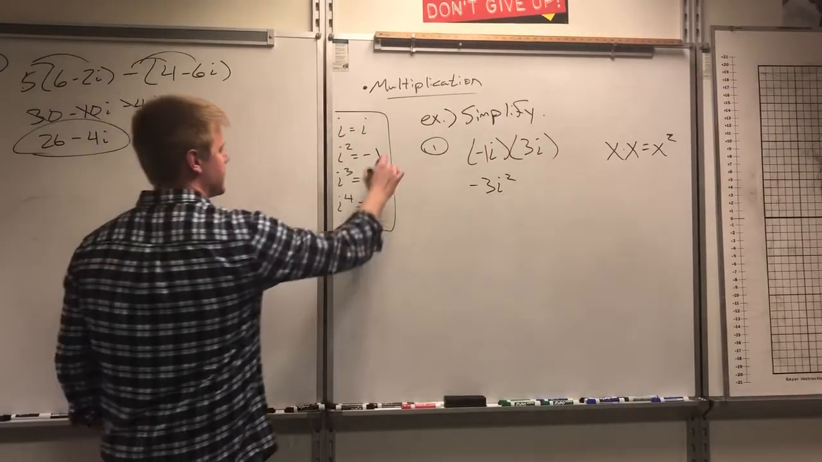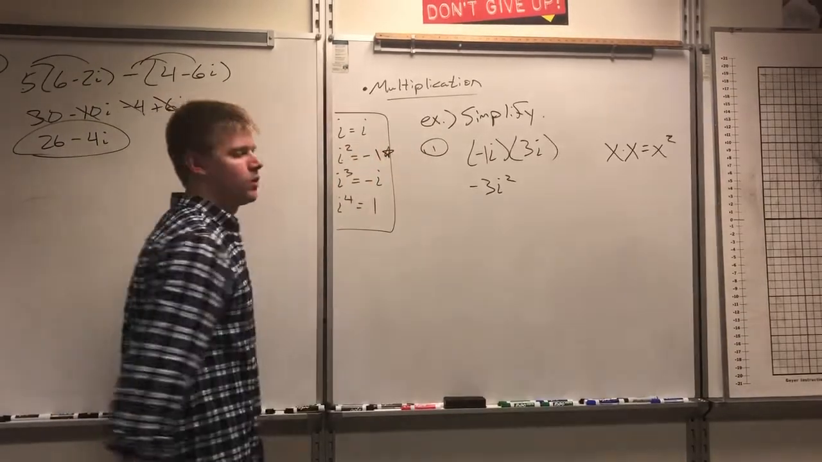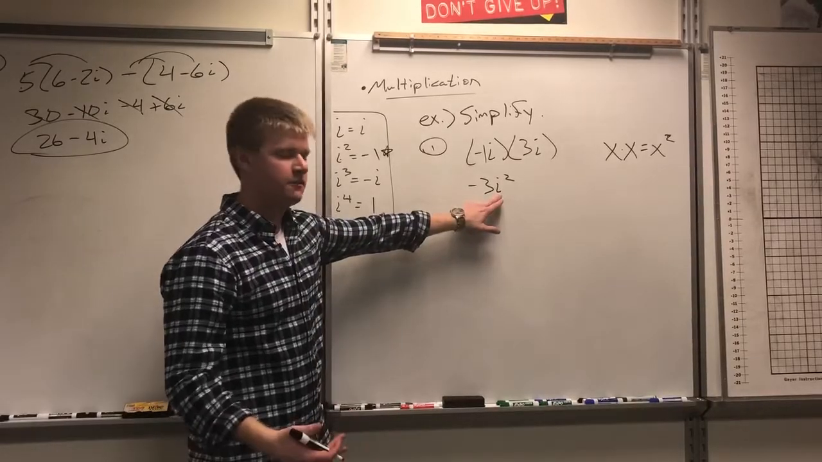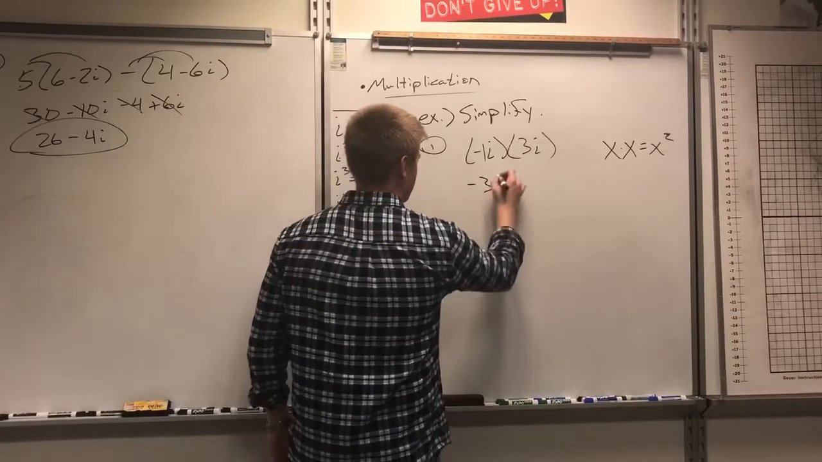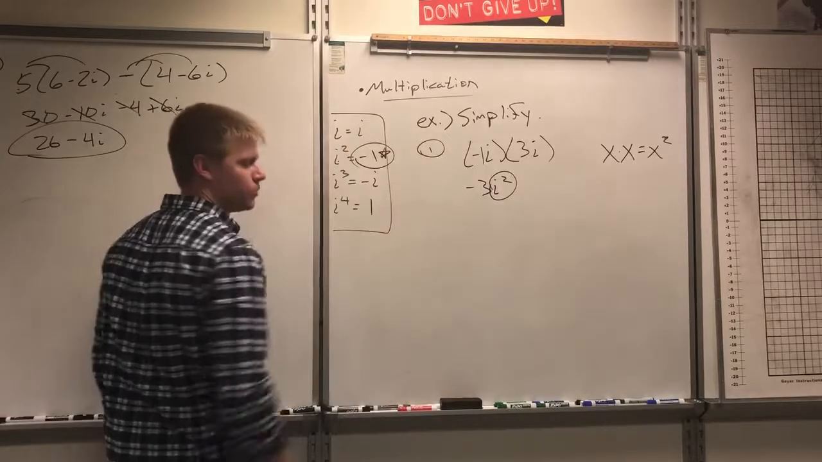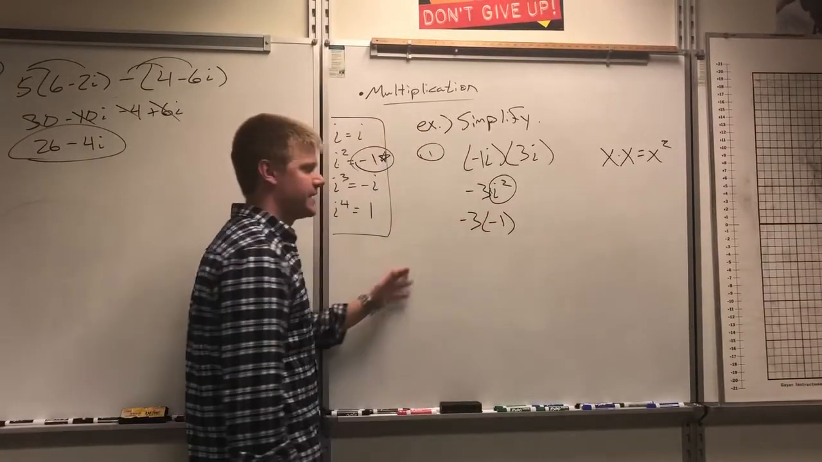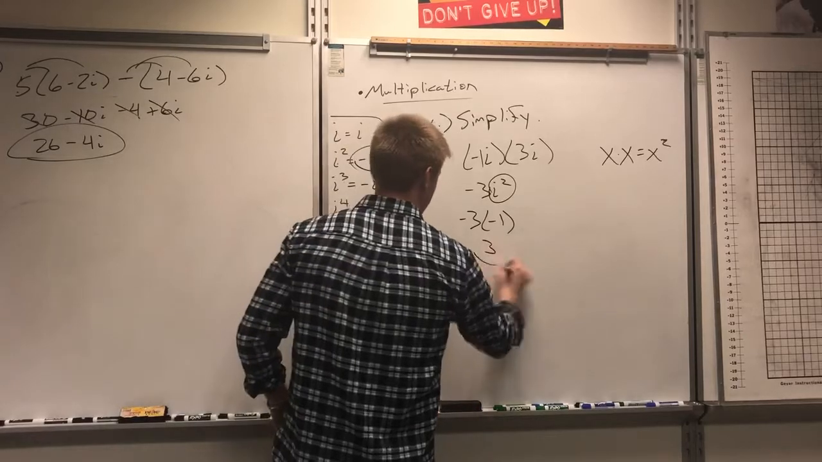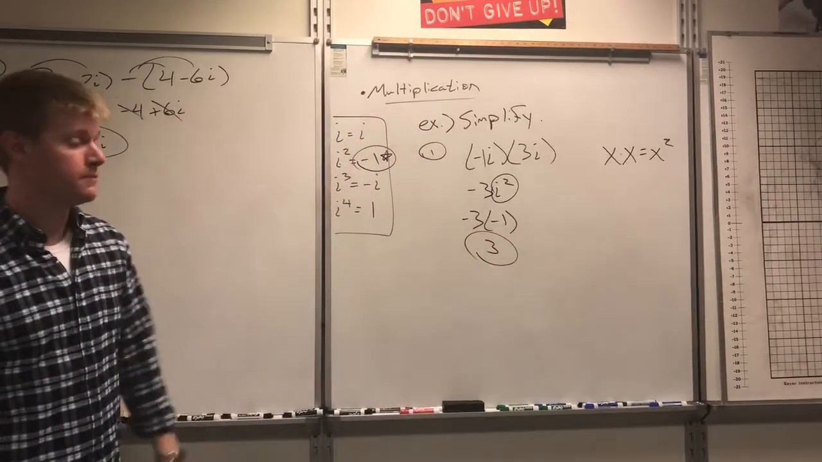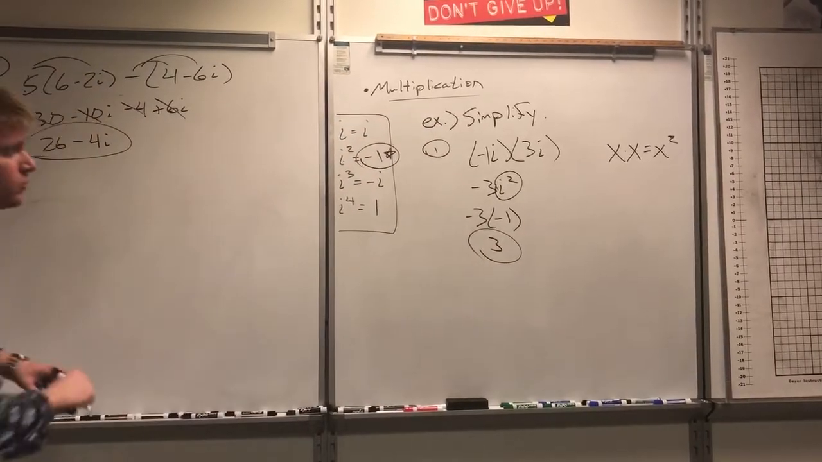This is going to be the most common one here. Anywhere I see i squared, the way it is defined, I can replace that with negative 1. So this very simply boils down to just negative 3 times negative 1, which is positive 3. It's as simple as that. So exponent property rules.